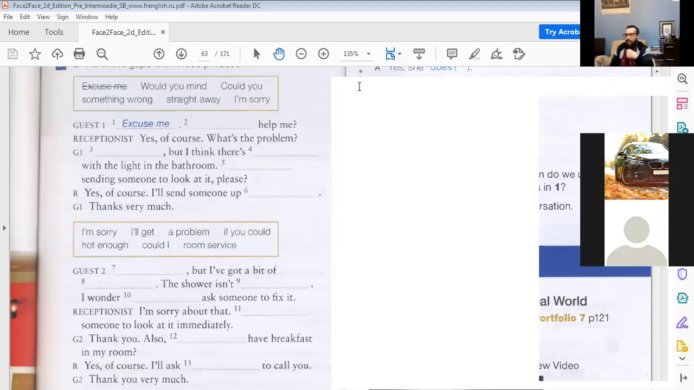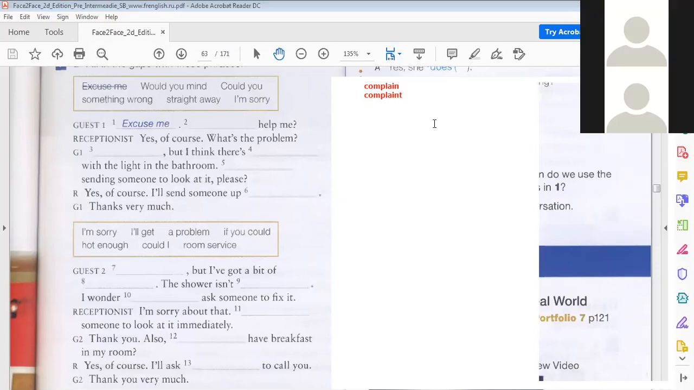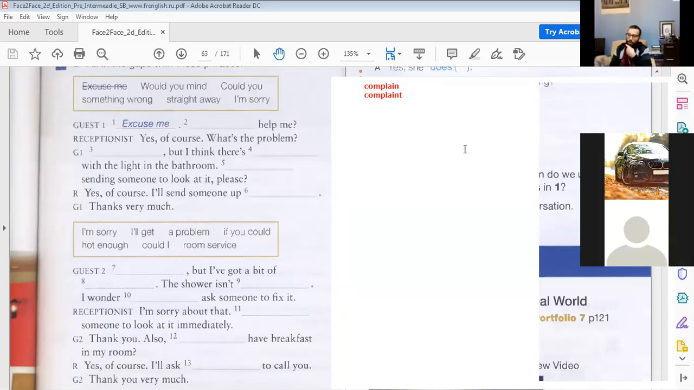Now, first of all, I want to start by asking what's the difference between these two words. Or are they the same? What do you think? Why do I sometimes say complain and sometimes complaint? Is it the same word or maybe verb and noun? Correct, you're right. One of them is a verb, the other is a noun. But which one? With the T or without? With the T, noun. Correct. So with the T, this is the noun.